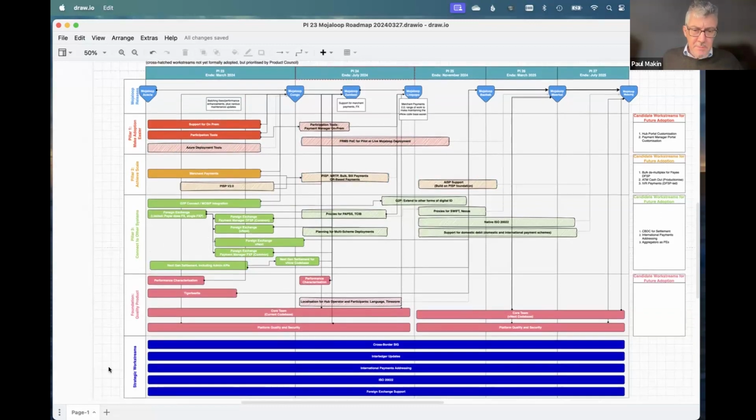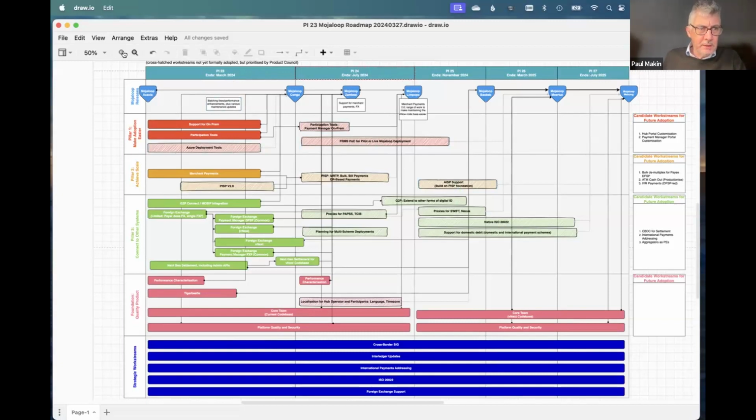We have separately a set of strategic work streams, which is where key members of the community come together to think about what we need to be addressing in the future and to make sure we're represented in international industry bodies, for example. So this column, PI 23, will be disappearing off the roadmap following this convening, and we're going to be looking at focusing on 24 and the future.